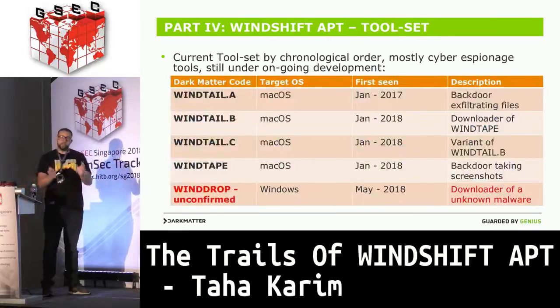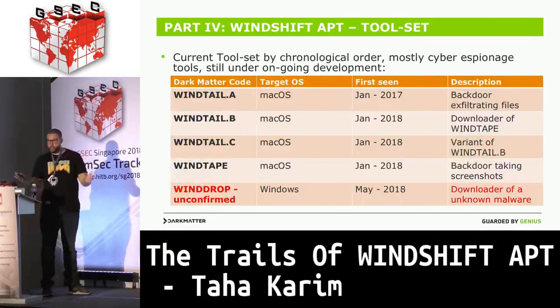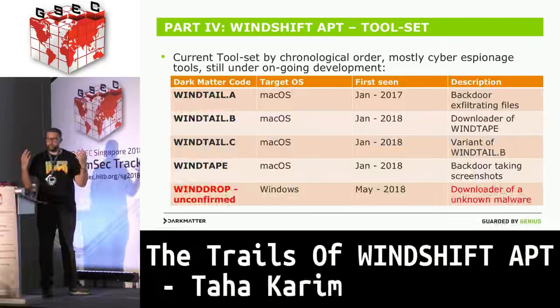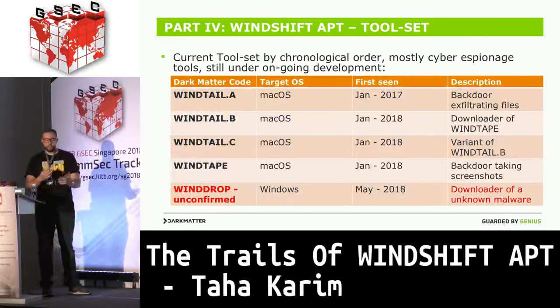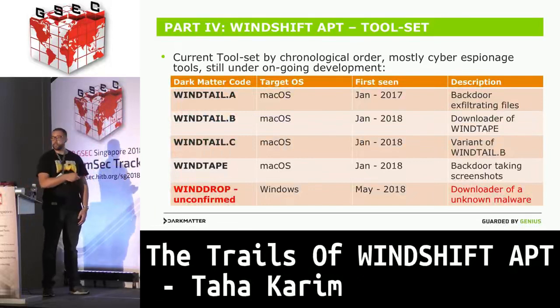Let's talk about the tool set. Dark Matter uncovered a couple of macOS samples. I'm going to go through each of them and try to explain how they work, etc. There is a very last one here. It's a Windows malware. It's actually just a downloader. It downloads the unknown malware. The unknown malware is actually the second stage, and it was removed from the C2 server. So for now, it's unconfirmed, but the four others are confirmed.